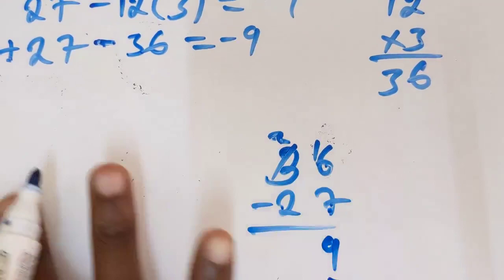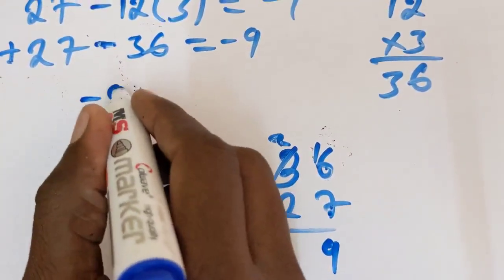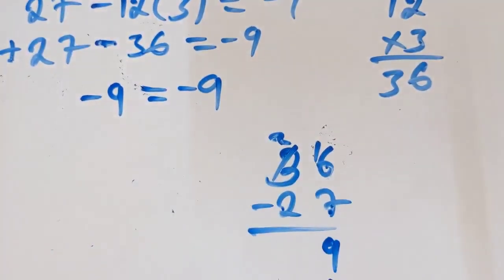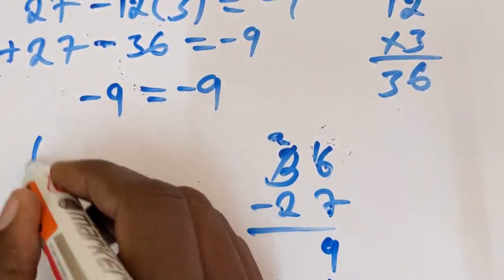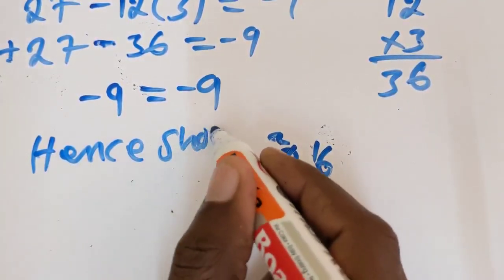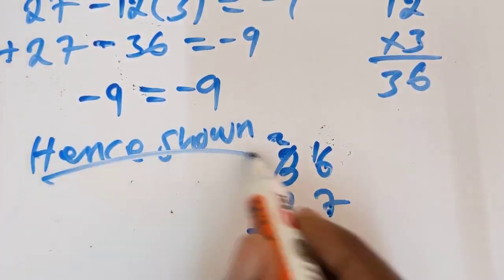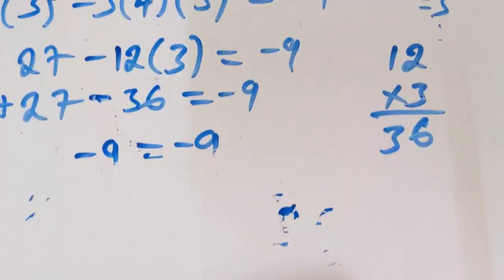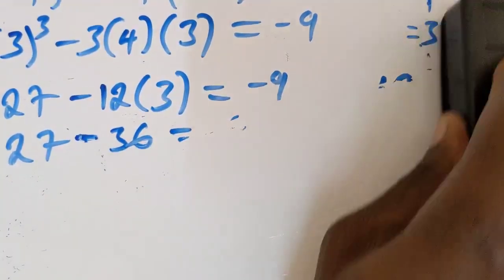So here we have negative 9. Here we also have negative 9. So that means that we have shown. So you write hence shown, like that. Okay, so that is what you are supposed to do. Only this, then you get your 5 marks. As simple as that. So let's solve the other question.